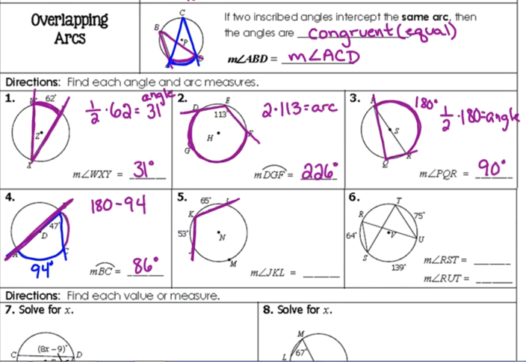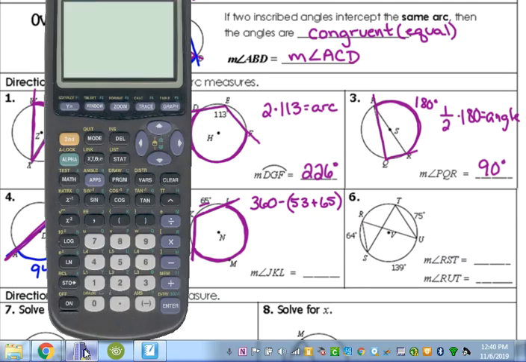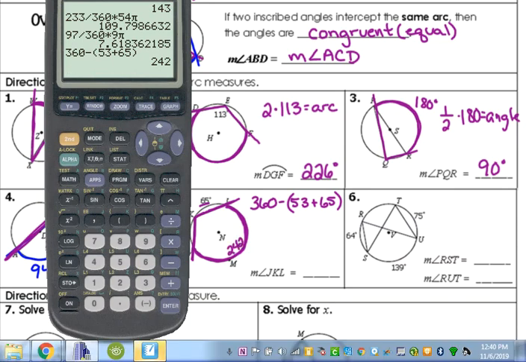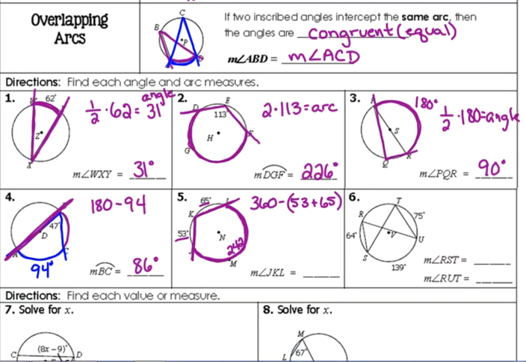Angle JKL is what we are wanting. That intercepts this arc right here, a good portion of our circle. So what are we given? We're given 53 and 65. If we take those away from 360, we're going to have that big arc that I traced out. So 242 is that whole side of the circle.